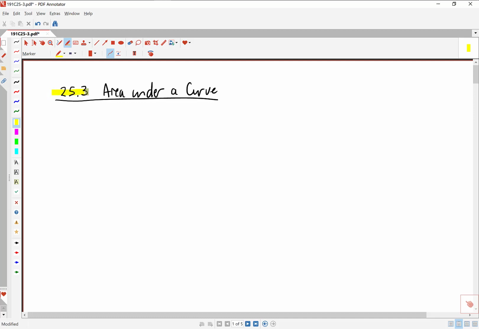In this video, we're going to talk about the area under a curve. In our last video, we talked about integrals, and the title of our last section was Indefinite Integrals. We haven't actually made sense of that word, indefinite, yet, so let's talk about that first. We're going to see the difference between an indefinite integral and a definite integral.